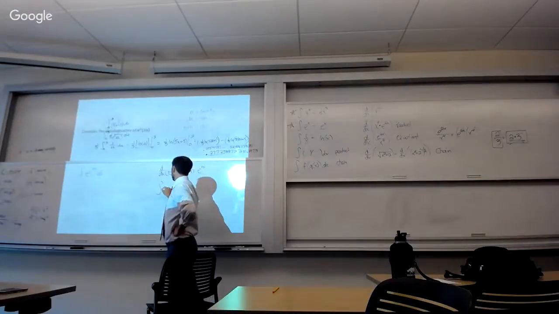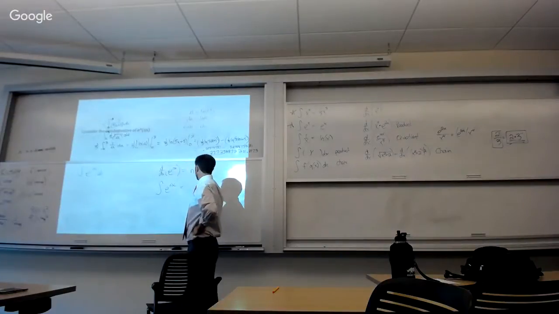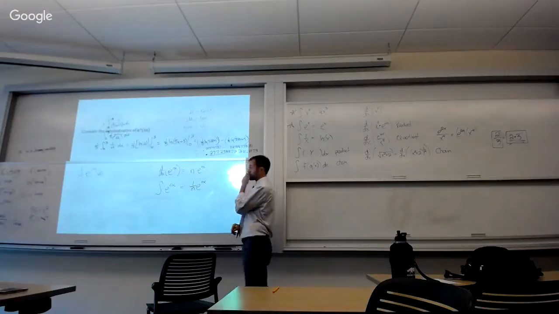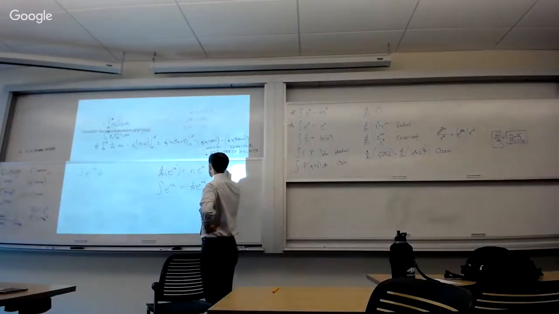So if the derivative of e to the nx is e to the nx times n, the integral of e to the nx is e to the nx divided by n. You'll notice that looks very similar to the power rule, right? I know we've already talked about this, a few days ago. The derivative of x to the n is n x to the n minus 1, and the integral of x to the n is 1 over n plus 1, x to the n plus 1.